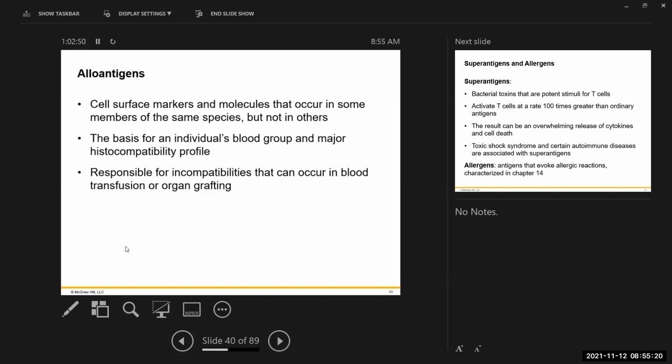Alloantigens simply refer, allo means other. Those are antigens from sources other than you. That's an alloantigen. Alloantigens are responsible for rejection during organ grafts. They might also cause incompatibilities in blood transfusions. That's why you always need to cross-match your blood before you give it, even if you're in a hurry.